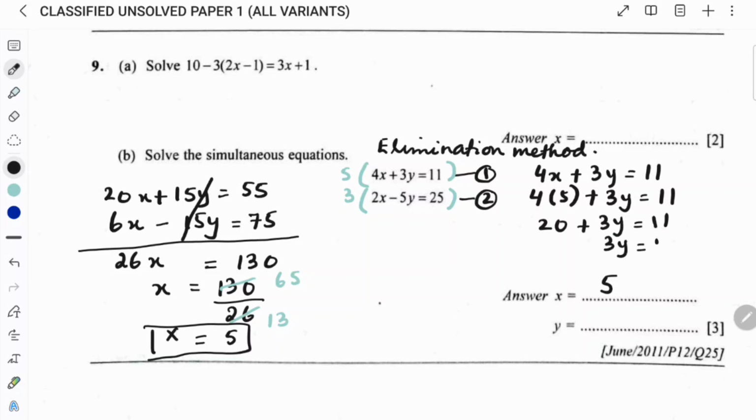3y is equal to 11 minus 20, that is equal to 9, but minus, because 20 is the greater number. So y is equal to minus 3. Okay, so y is equal to minus 3. So this question we solved by the elimination method.